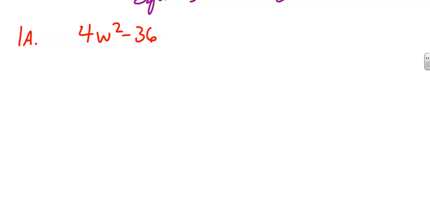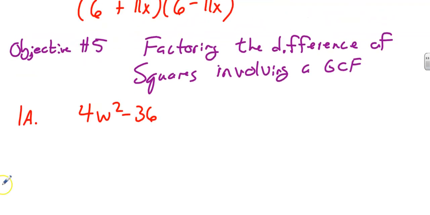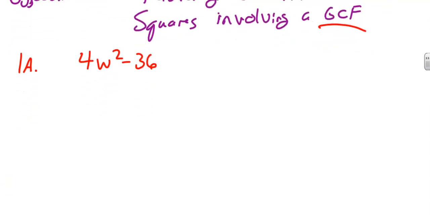But again, if you go back to this one and look at it, the first thing you always want to do, and they're kind of telling you that you're looking for a greatest common factor. So if you get that one, they're telling you heads up, you've got something you've got to divide out of this. 4 and 36, you can divide both of those by 4. So go ahead and divide them both by 4 first.